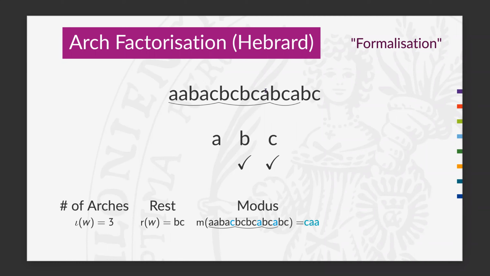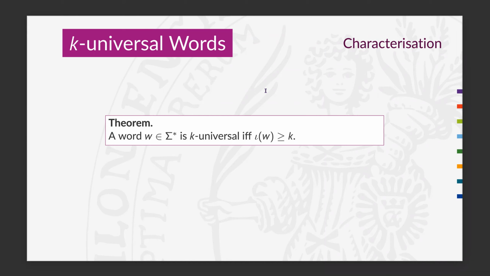Okay, so the first characterization, which is now pretty old, is a word is k universal if I have at least k arches. And this is also the same Karanika and Schnübelen also derived. And all words with more than k arches are in one congruence class, because they are all universal. They all have the complete set of words as scattered factor set.